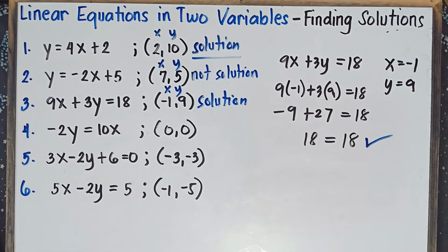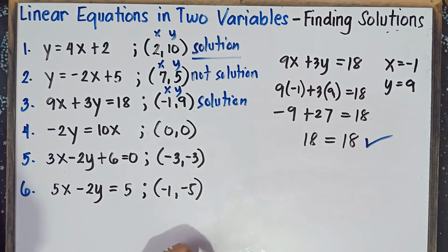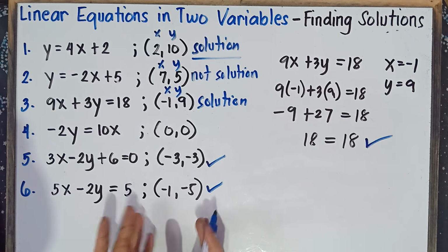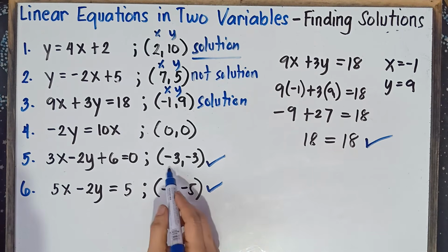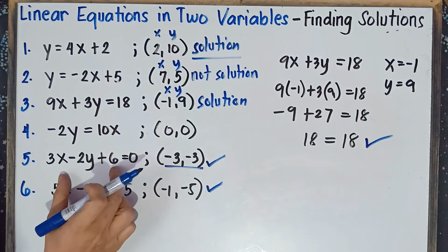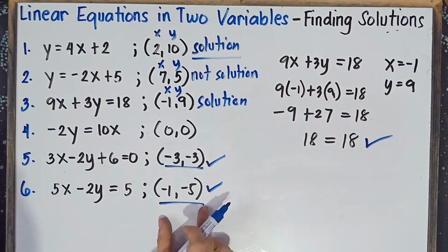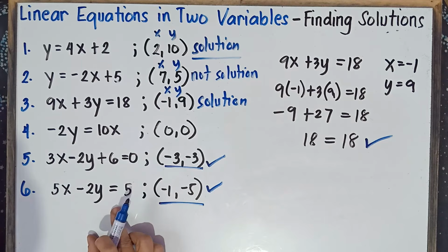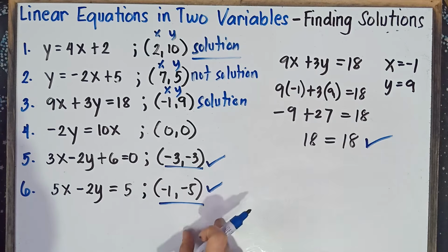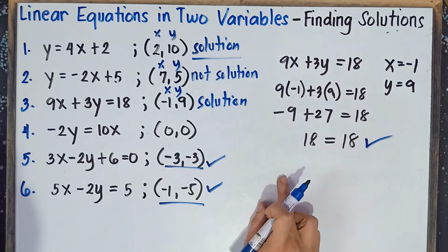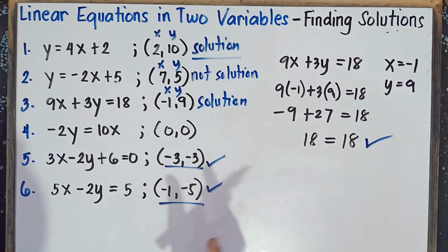Alright, so let's proceed now to example number 4. Now, how about you try number 5 and then number 6, and then you put your answer, class, on the comment section down below. Let me check, class, if you really understand our topic. So, determine, class, if the given ordered pair is a solution in the given equation. You can put your solution on the comment section down below, and let me check, class, if your solution is correct.